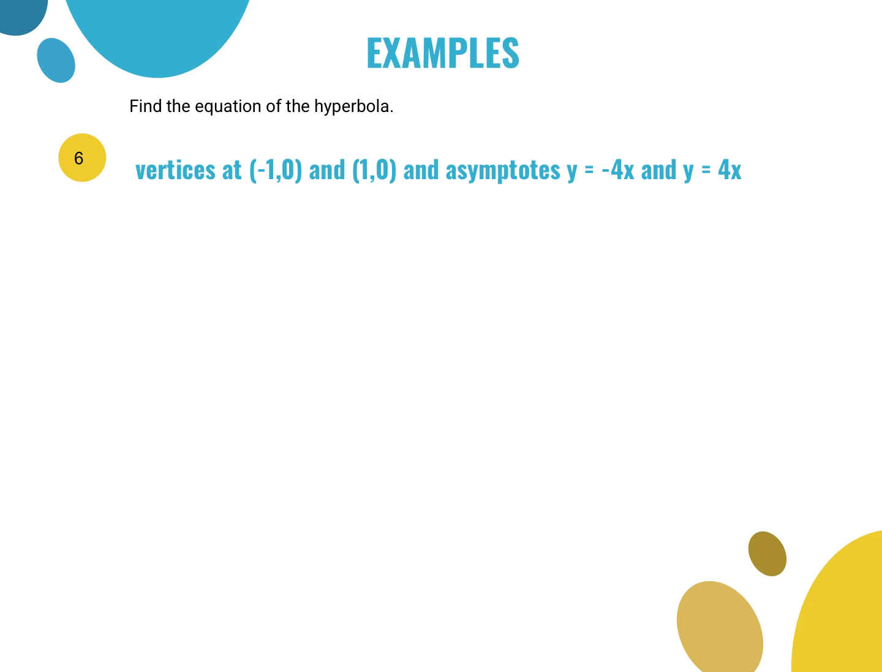Next example, again, give myself a visual. I have vertices at positive 1 and negative 1. So my vertices are here. It's telling me I have an asymptote of y equals negative 4x. Now, this is showing me that my graph is going to be transversing the x-axis. And remember, when it's horizontal, your asymptote is equal to y is equal to plus or minus b over a.